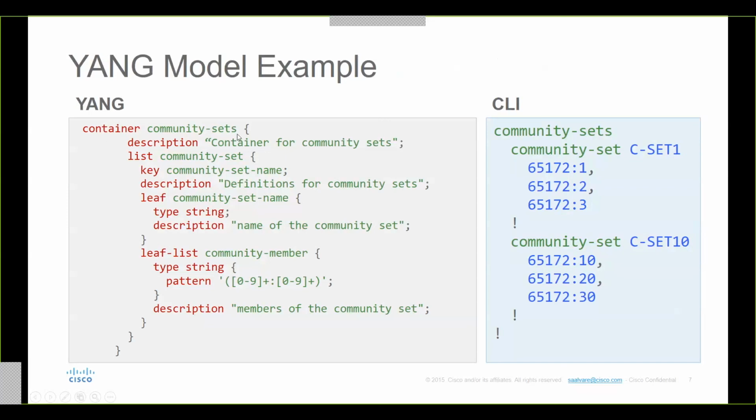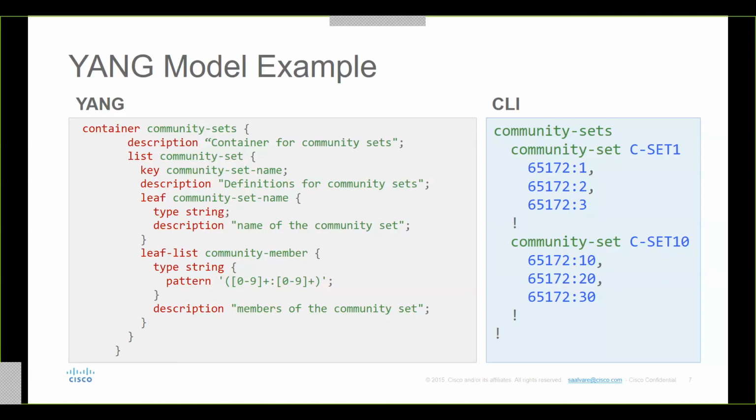So we have a container that is called community sets. Remember, the container is nothing but a grouping abstraction, okay? There's a description, basically it's an annotation to describe what this container is about. And under the container, we have a list of individual elements that are called community set. The key, basically the value that identifies a community set, is called a community set name. And if we look here, we see that the community set name is basically a leaf that is defined as a string.